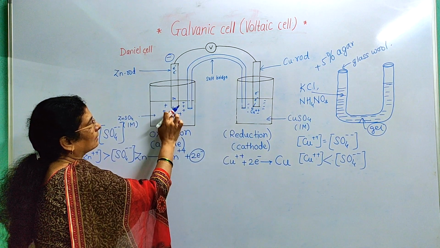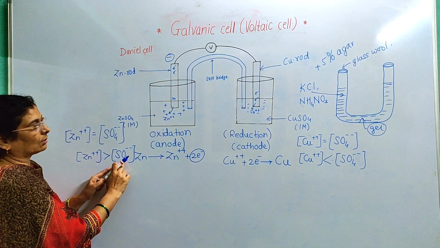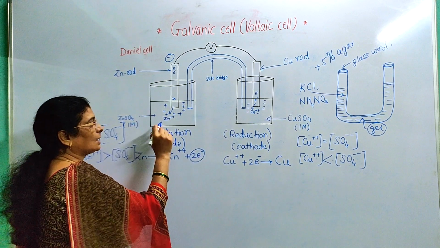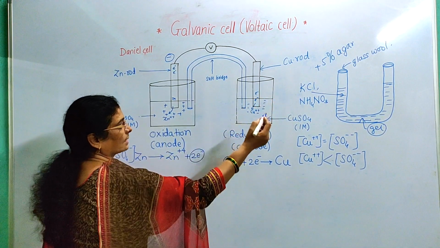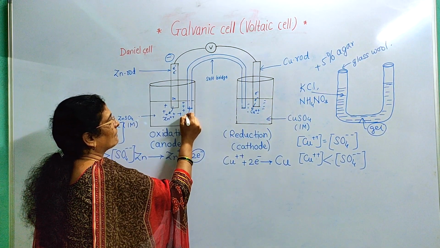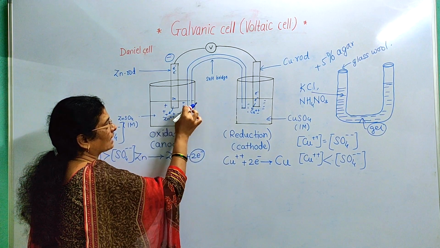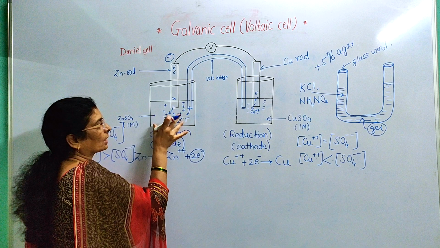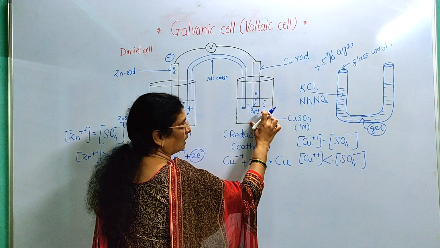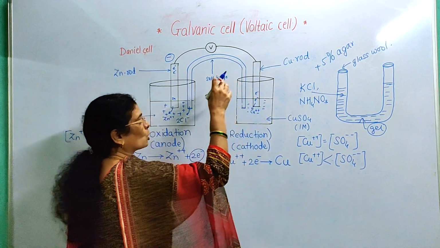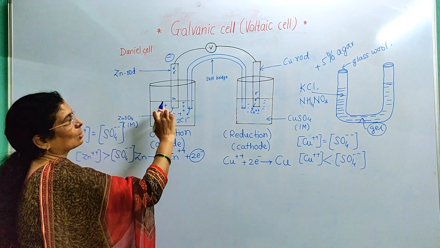Here, what happens? I have said that this solution will become positively charged because the Zn++ ion concentration will be greater than the SO4-- ion concentration. When this solution becomes positively charged, ions from the electrolyte, suppose it is KCl, these Cl- ions will move towards this solution. For one Zn++ ion, two Cl- ions will move, and so this solution will become neutral. Likewise, K+ ions will move to the other solution, and it will become neutral. So to maintain electrical neutrality between the two electrodes, a salt bridge is used.